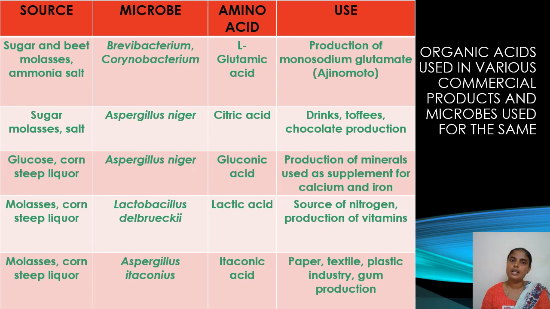Then again from molasses and corn steep liquor using Aspergillus itaconicus, itaconic acid is produced. This acid has industrial application in the paper industry, textile, plastic industry and also in gum production. These are other industrial applications of enzymes.